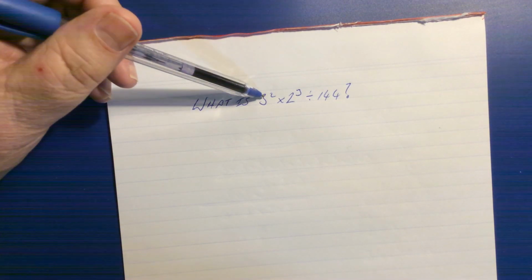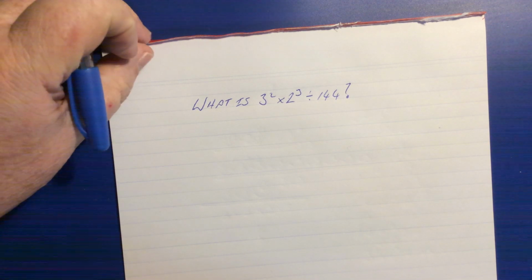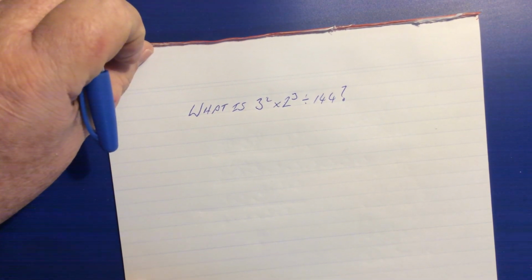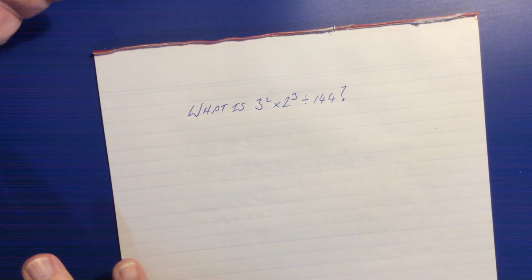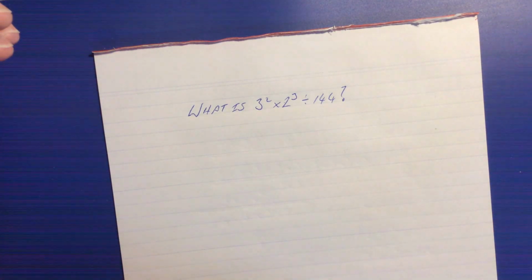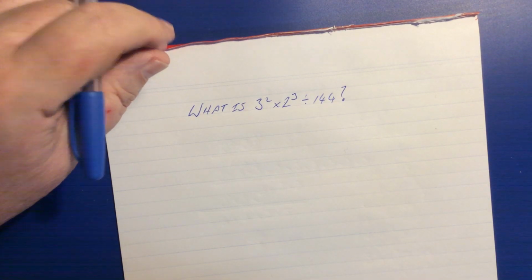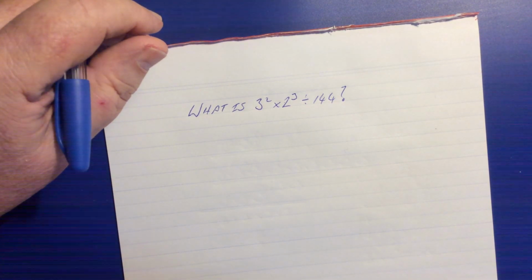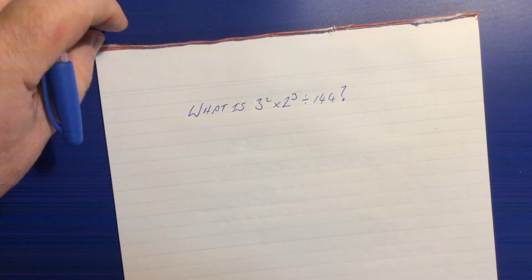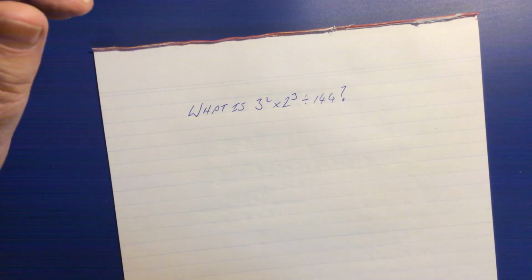Today we're going to figure out what 3 squared times 2 cubed divided by 144 equals. And these sort of problems can be solved usually without a calculator, just with a little bit of thought. We'll check this on a calculator later, just to make sure that I haven't had some sort of brain episode. So, what do we do?